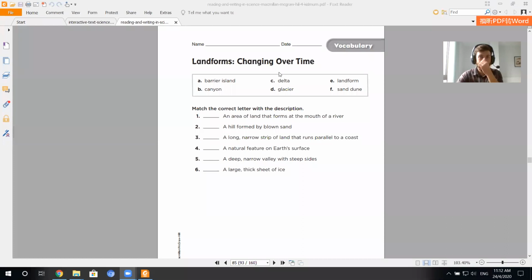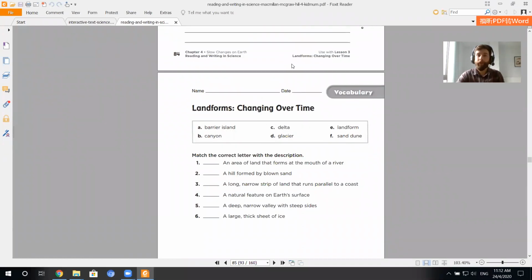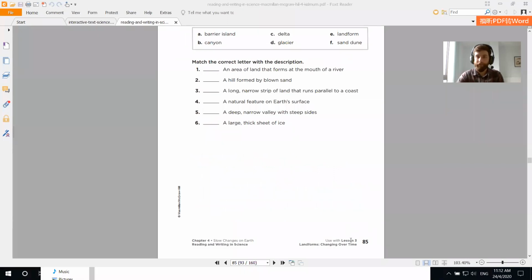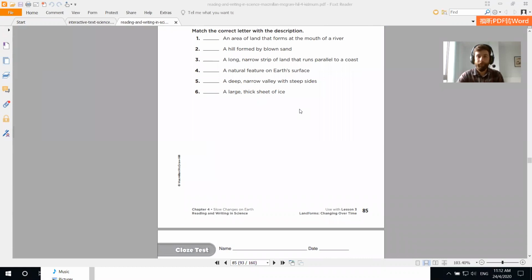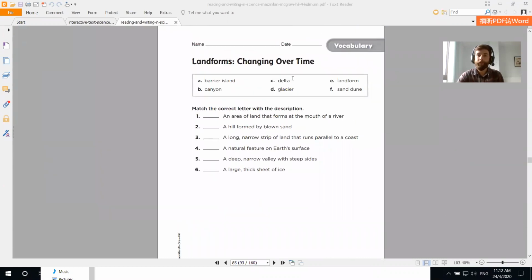Okay. So let me share my screen for you guys so that you can see what page. Remember, this was for homework. Okay. This is on page 85. Okay. This was for homework. And let me give you the answers for those quickly.